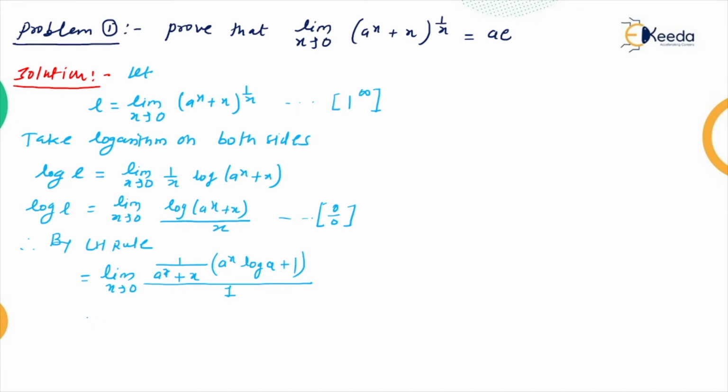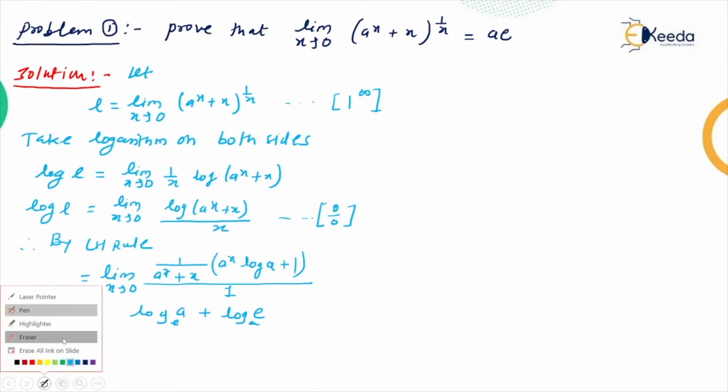Now there is no indeterminate form, therefore we directly apply the limit, means x is replaced by 0. So what we will get here is log of a to the base e, because log to the base e is there, plus log of e to the base a, when we apply limit as x tends to 0, so you will get it in this way.